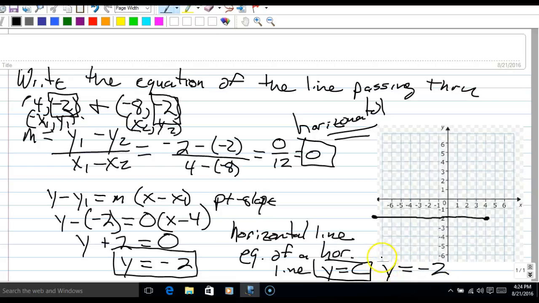And here I will simply allow you to bypass the computational stage if you realize that since both of the y coordinates are the same, I have a horizontal line and the equation of a horizontal line is y is equal to some constant. Notice that here your y coordinates are constant. They do not change. Y in the first ordered pair is negative 2. Y in the second ordered pair is negative 2. So the equation of the line is y is equal to negative 2.